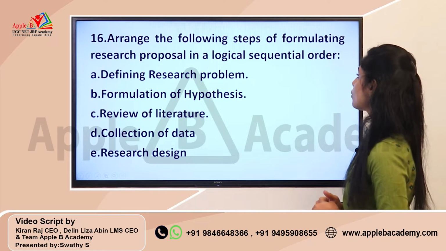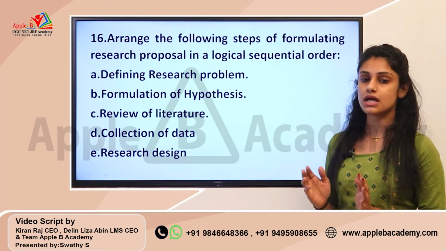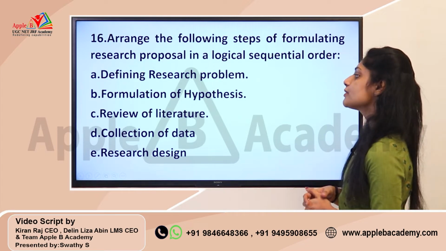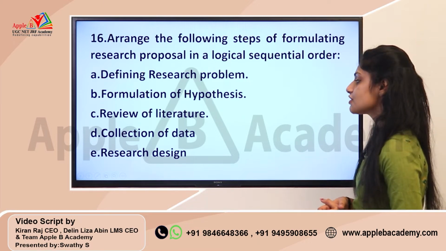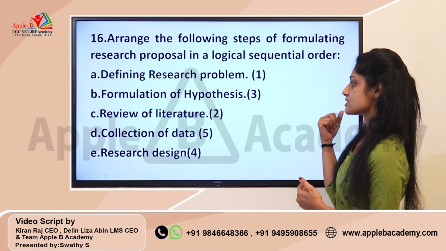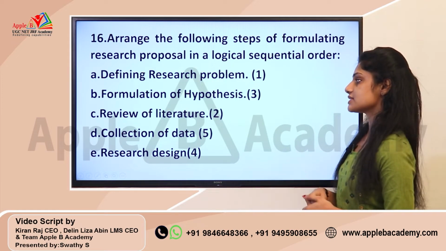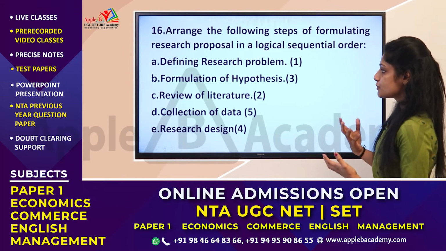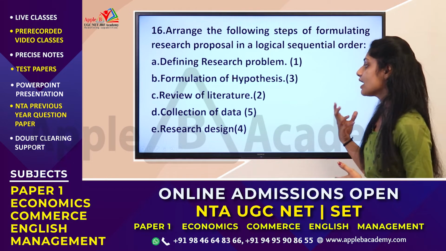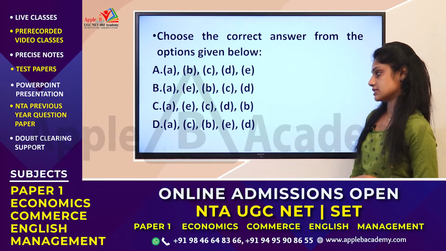Question number 16, arrange the following steps of formulating a research proposal in a logical sequential order. Again this is a question from statistics, from the chapter research. You have to arrange these steps in order: defining research problem, formulation of hypothesis, review of literature, collection of data, research design. This is a very direct question. Firstly it should start with defining the research problem, then the review of literature, then the formulation of hypothesis, research design, and finally the collection of data. So your option should be A, C, B, E and D. It starts with A and ends with D, so the option is option D. That is the correct answer.